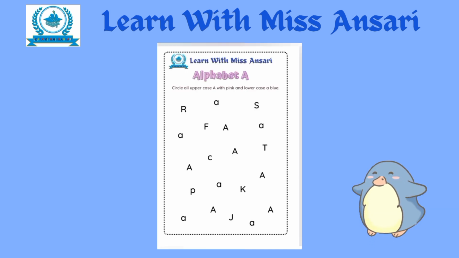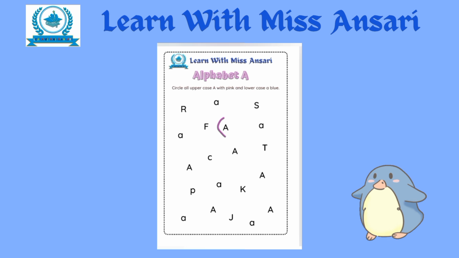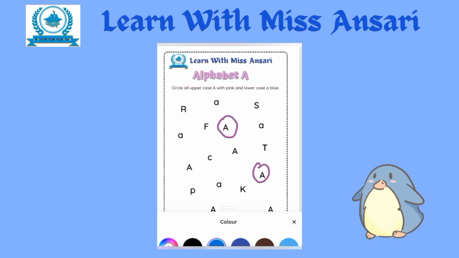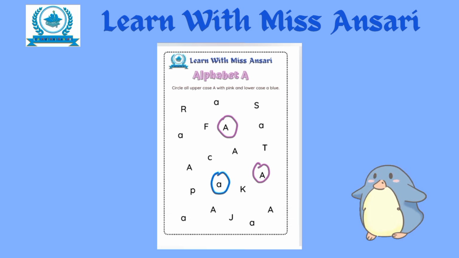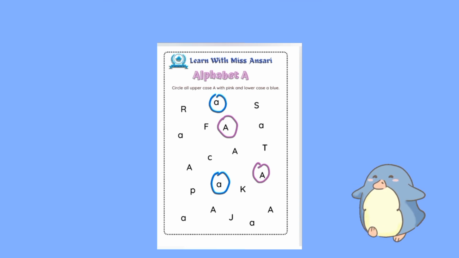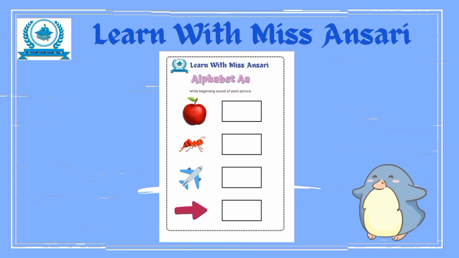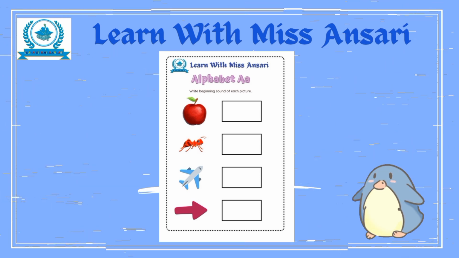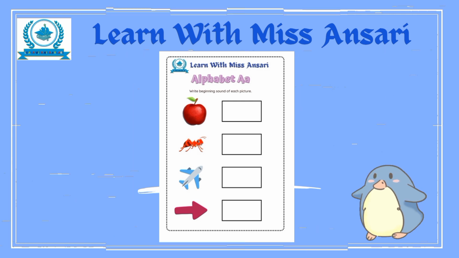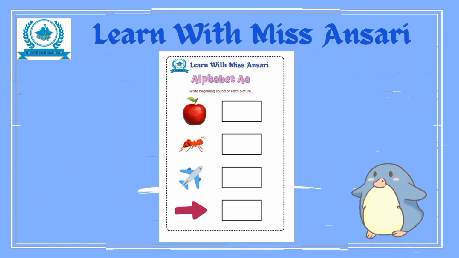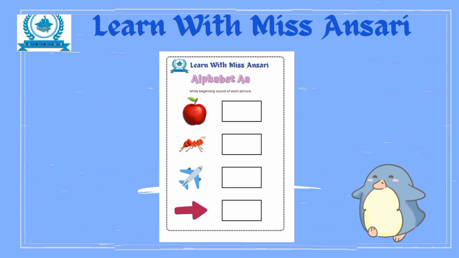Here is another activity for you. You have to circle mommy A with pink color. Yes, circle it. And baby A with blue color. Let me find blue color for you. Here it is. Circle the baby A with blue color. Now search and circle all of them. There is another activity. You have to write the beginning sound of each picture. Apple, ant, aeroplane, and arrow.